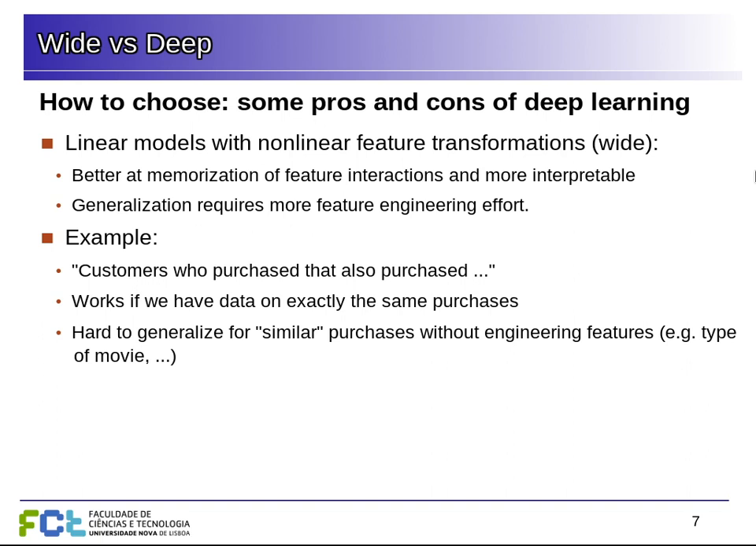For example, basic linear models, the simple ones here, are better at memorizing interactions between features and are easier to interpret because we can assign different weights to the different features and know their importance. For example, these kinds of things that you sometimes see on online shops, customers who purchase this also purchase something like that. This is easier to implement with linear models because we can look at the pairs of features and how they interact.